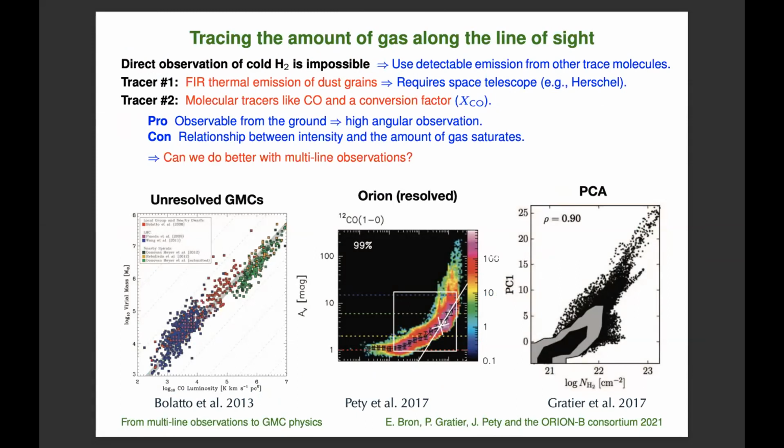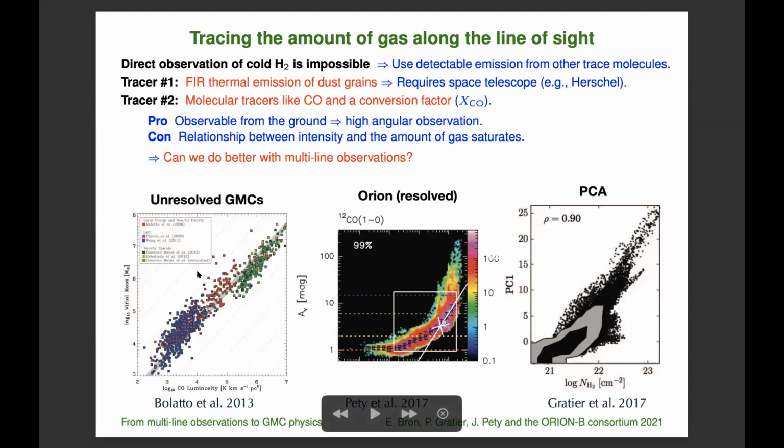Another well-known tracer is using, for example, CO and the CO conversion factor, the famous XCO. Using a molecular tracer is interesting because some molecules are observable from the ground, so we can have high angular resolution observations. One of the difficulties is that the relationship between the intensity and the amount of gas can be nonlinear. You see an example here at the bottom of the screen at the scale of whole GMCs.